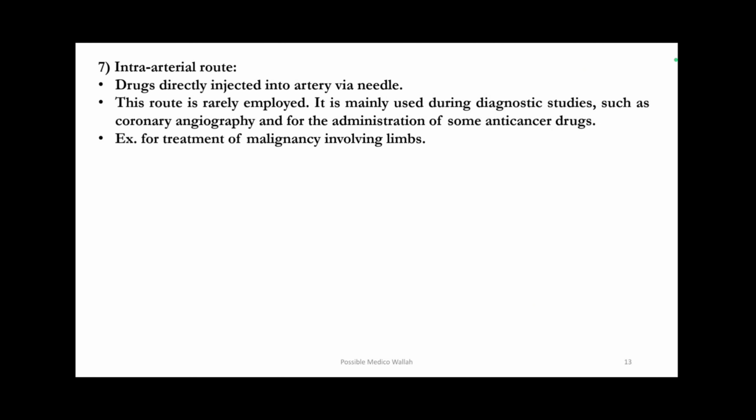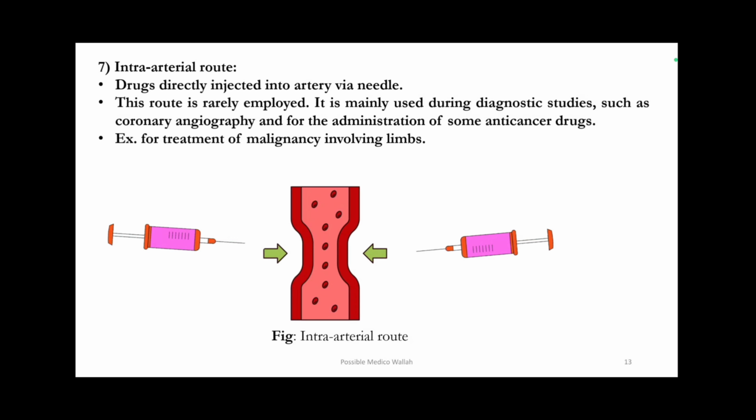Seventh route is the intra-arterial route. In this route, the drug is directly injected into an artery by needle or syringe. This route is rarely employed. It is mainly used during diagnostic studies such as coronary angiography and for the administration of some anti-cancer drugs. Example is for treatment of malignancy involving the lips.